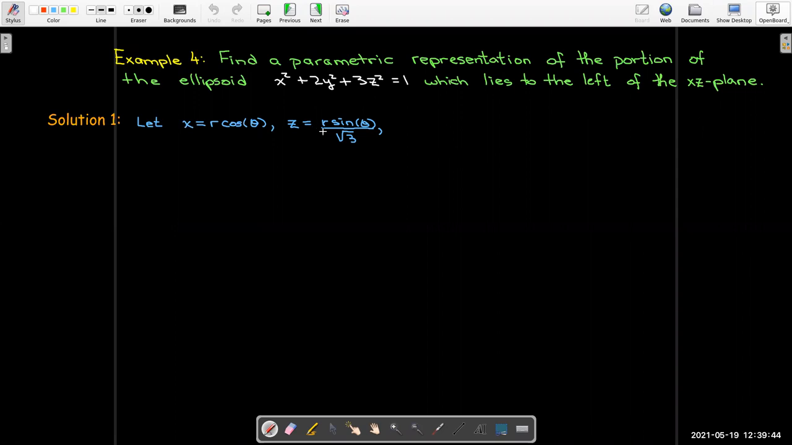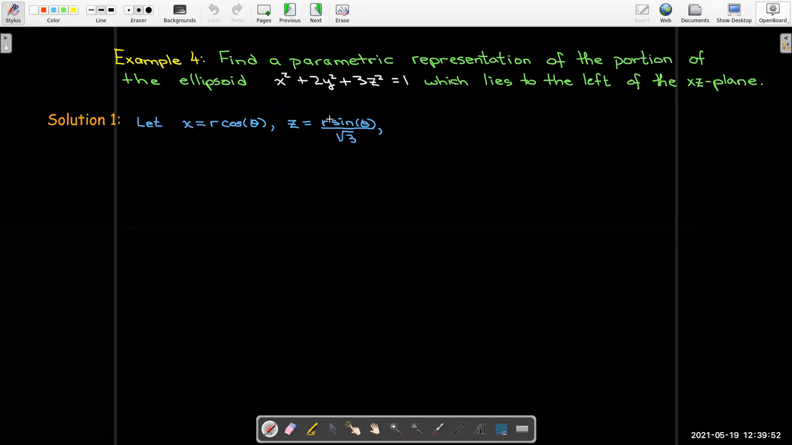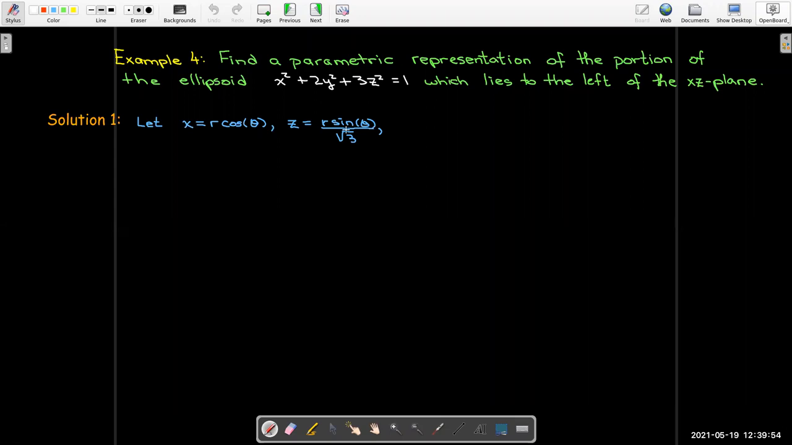Now, why did I write it this way? Well, again, I want x squared plus z squared to have a cosine squared plus sine squared, or not x squared plus z squared, x squared plus 3z squared.